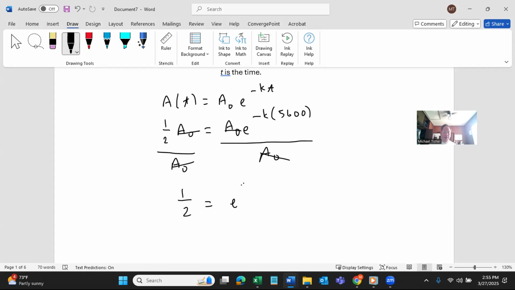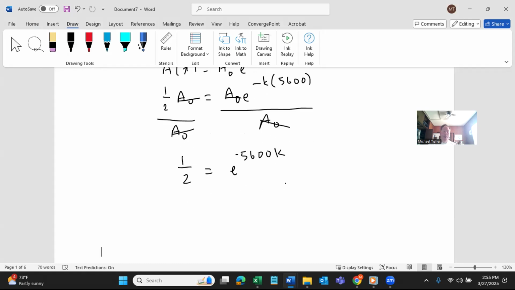Actually, we have e to the negative 5,600 times k. Now we just have one variable showing, and that variable is k. So let's go ahead and get the k by itself. To do that, we're going to take the ln, or the natural log, of both sides. So we'll have ln of 1/2 equals ln of e to the negative 5,600k.